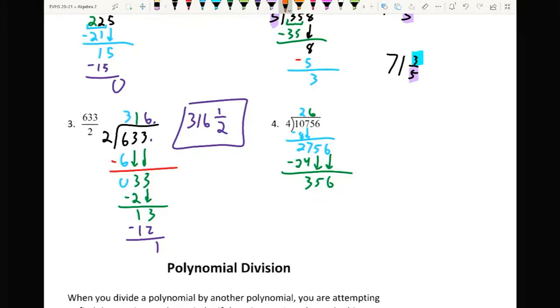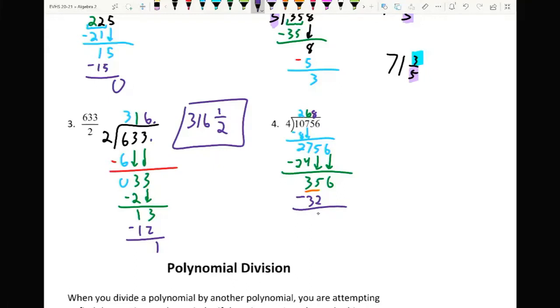Now, how many times will 4 go into 35? Well, I believe that is 8 times. I'm getting lined up badly here. It was a 2, and then it was a 6. Okay. Now, it will go in 8 times. So 4 times 8 is 32.